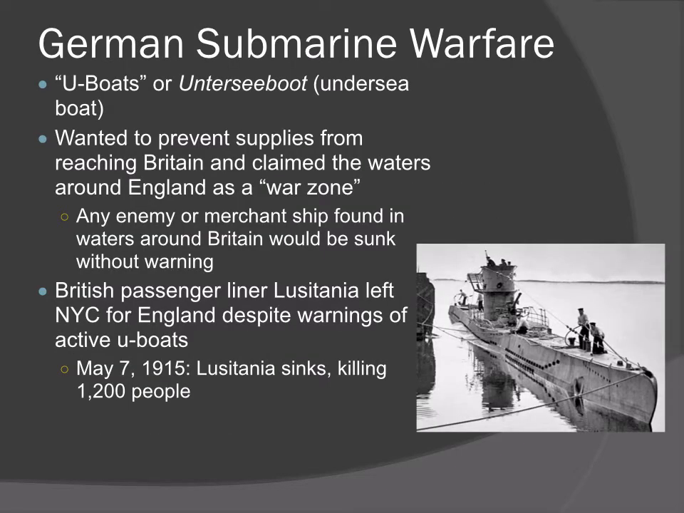But you've got this thing called German submarine warfare. Their U-boats, or Unterseeboot, undersea boat, they were kind of attacking random ships. So they wanted to prevent supplies from reaching Britain and claim the waters around England as a war zone. So any enemy or merchant ship found in the waters around Britain would be sunk without warning. Can you see how this might be an issue if you have passenger boats or random merchant boats that have nothing to do with Britain, but they're going to Britain?